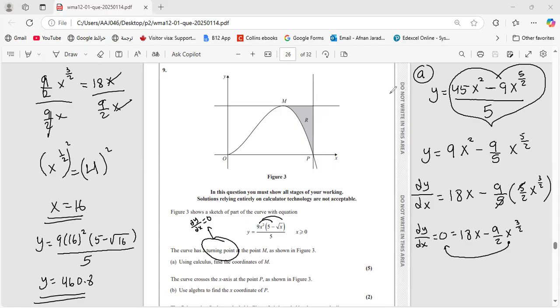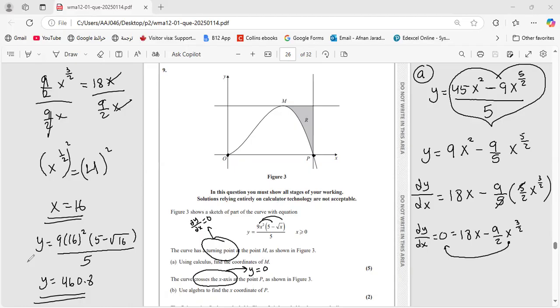The curve crosses the x-axis at point P. Also, crosses the x-axis is a keyword. The meaning of crosses the x-axis is that y must equal 0 at point P. So it crosses the x-axis at 0, 0, which is the origin, and point P. So y equals 0 in this equation. To find P, you need to make y equal to 0.